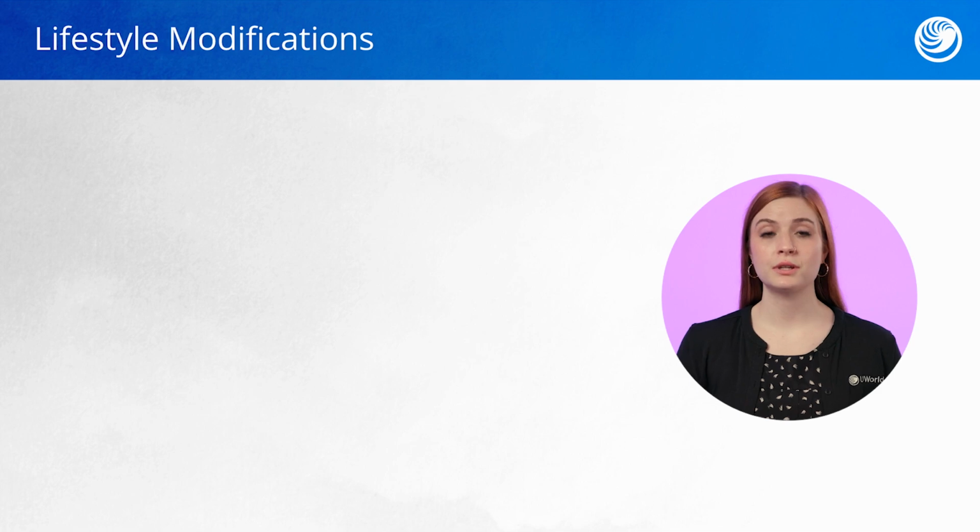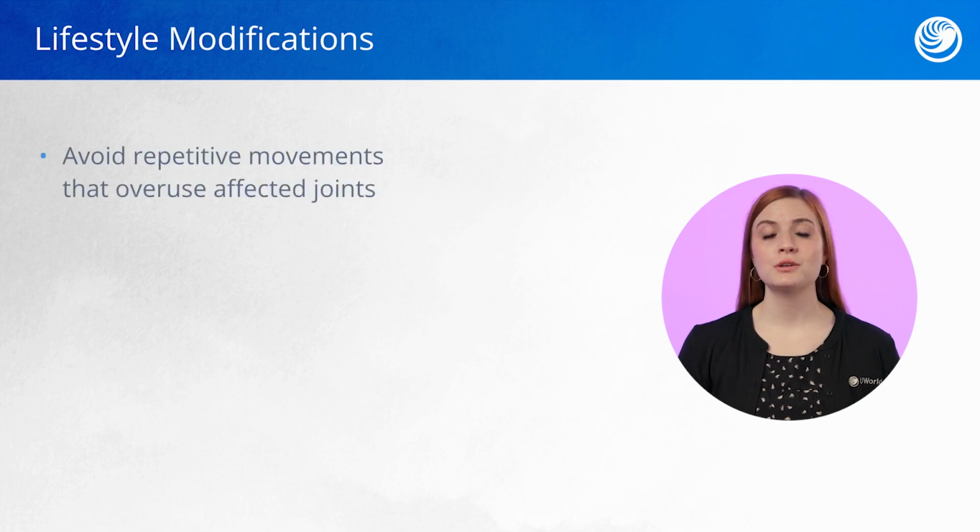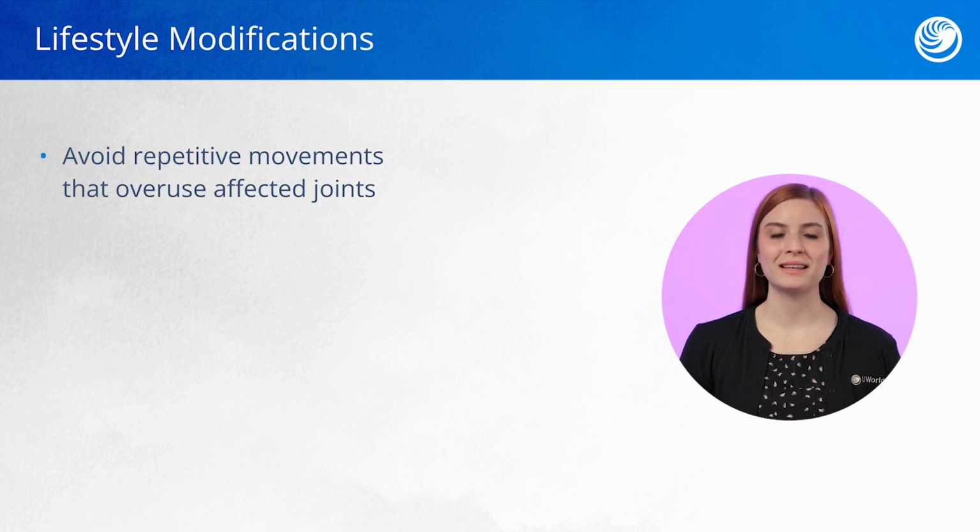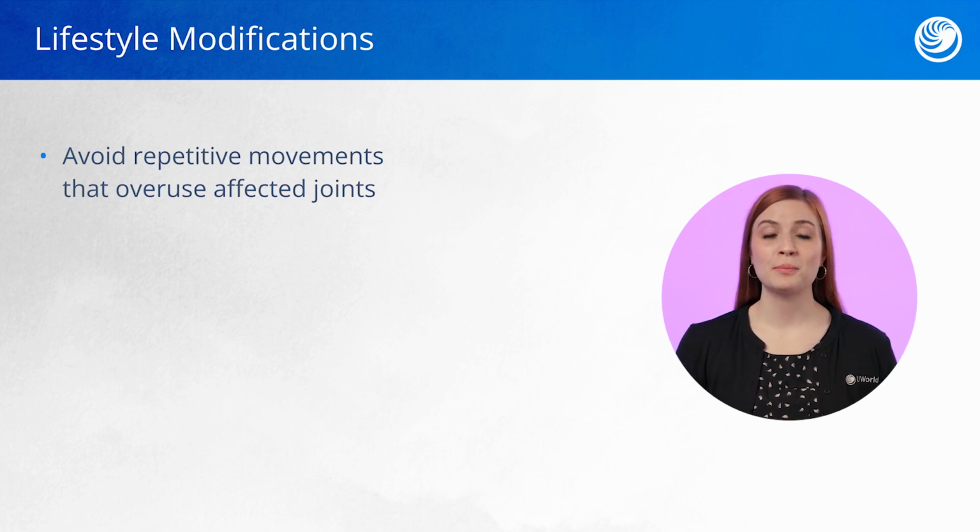In addition to physical therapy and occupational therapy, lifestyle modifications are going to be very important for clients with RA. These lifestyle modifications can help prevent or reduce the number of exacerbations clients have. Clients should avoid repetitive movements that overuse affected joints. So think about something like knitting. It's going to be a very repetitive movement of the hands that can cause more inflammation and more pain.